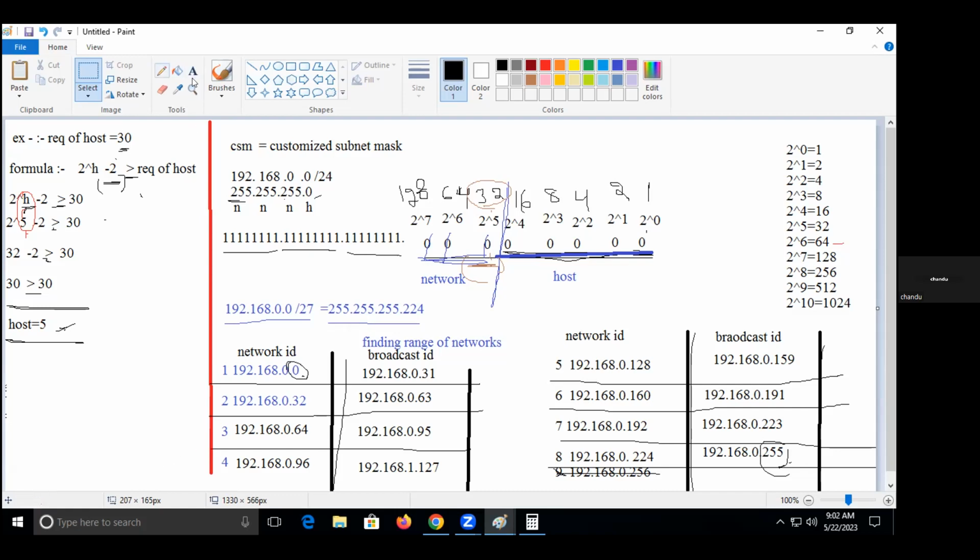You understand, yes? What is subnetting? Subnetting is the process of dividing one network into multiple networks. This is called subnetting.